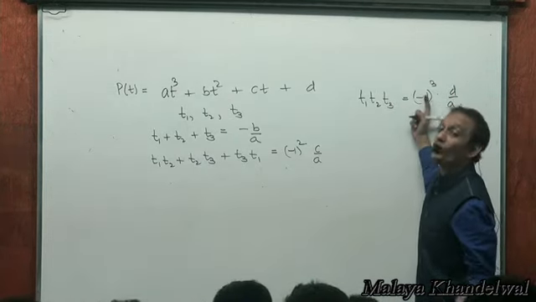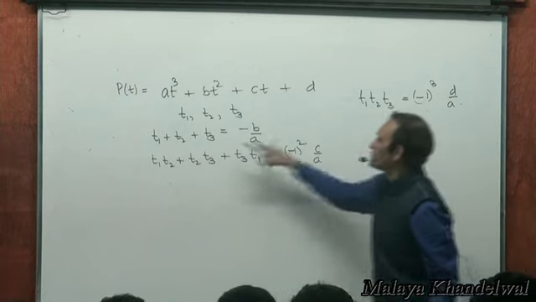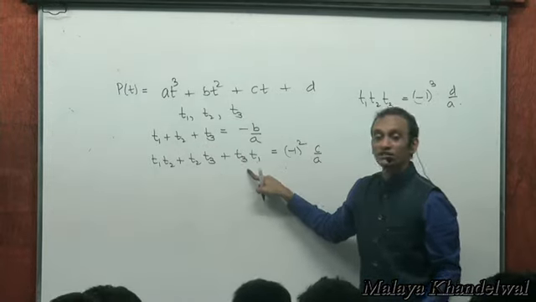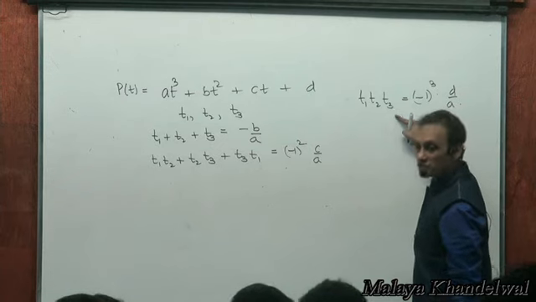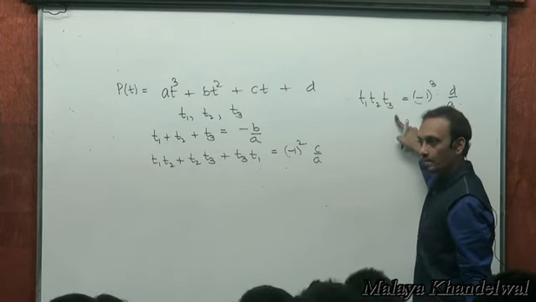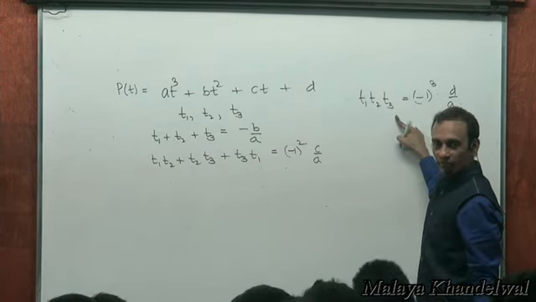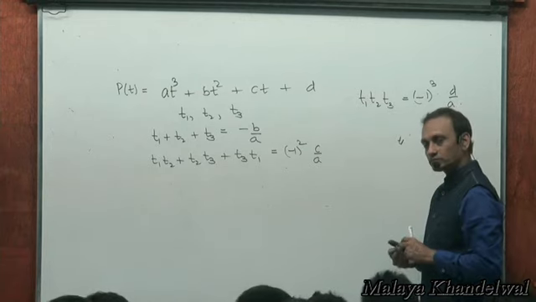Sum of the product taking all at a time. Terms here would be 3C1, terms here would be 3C2, terms here would be 3C3. Just one term. Right? Yes or no? Right?